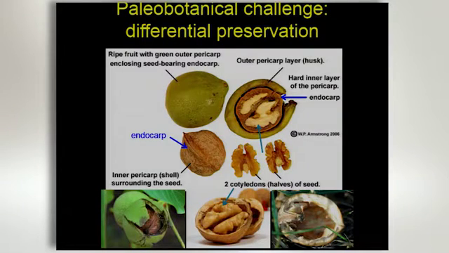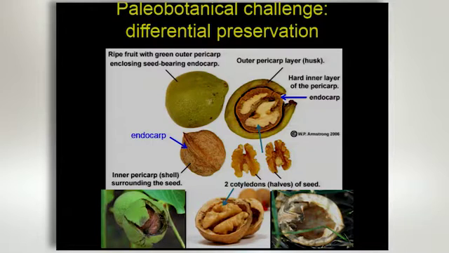One of our other challenges, though, can be dealing with differential preservation of these organs. Where we get combinations of hard and soft parts, these may decay at different rates, or different parts can get infilled with sediment, and we might get just a cast of the inside of the fruit or seed that gets preserved. And so this can be challenging across different kinds of fossils and across different localities if we're trying to understand what the actual diversity is across a landscape.